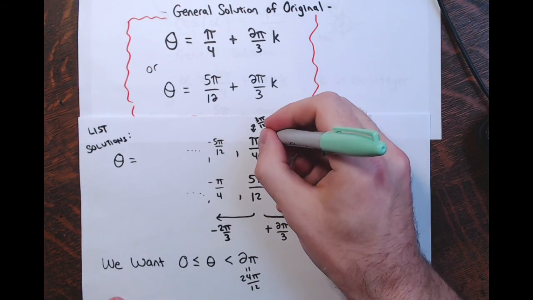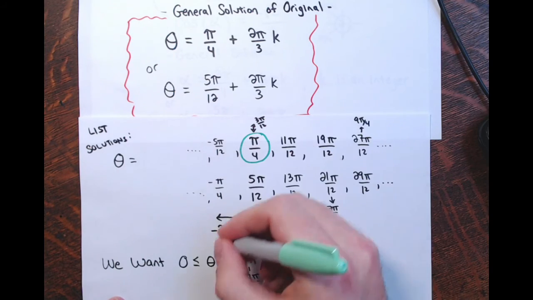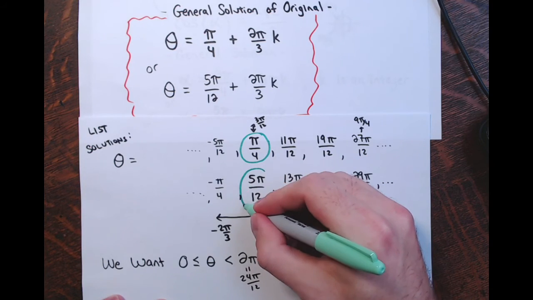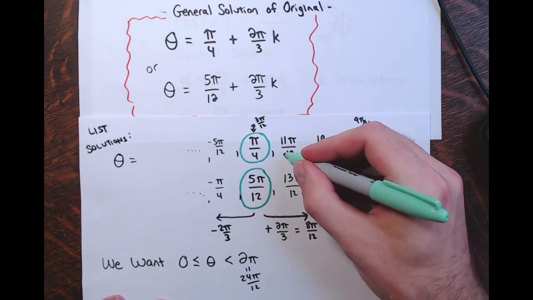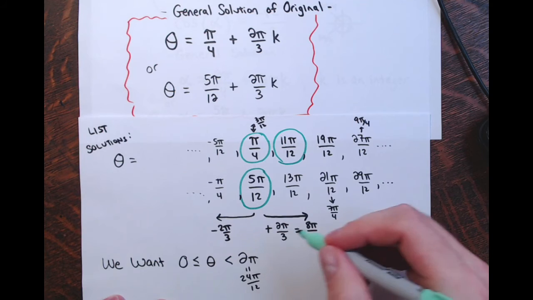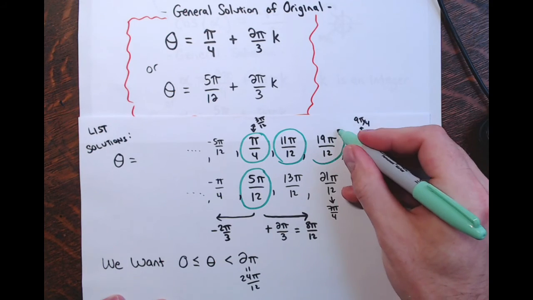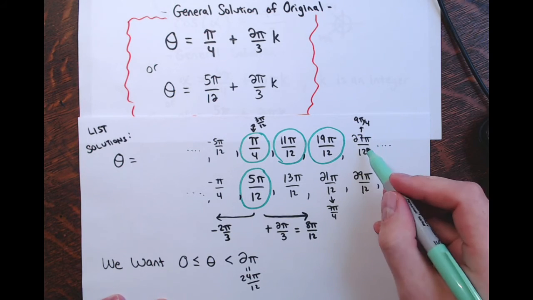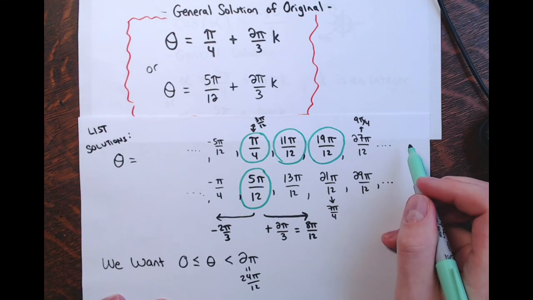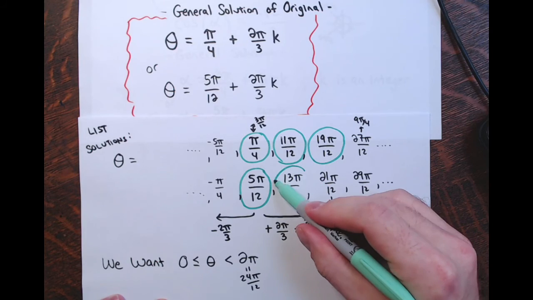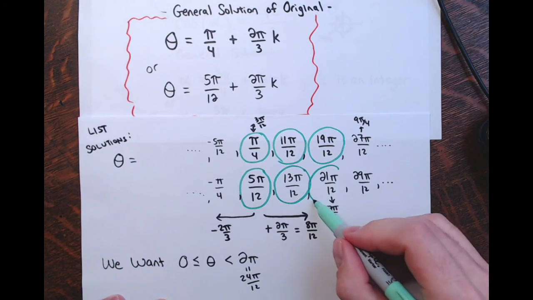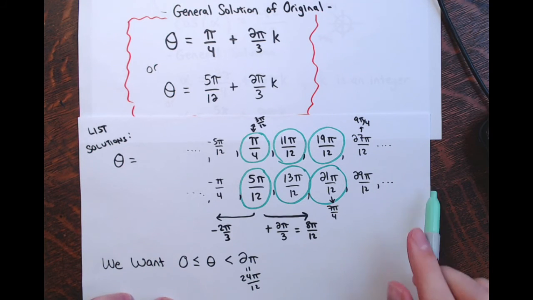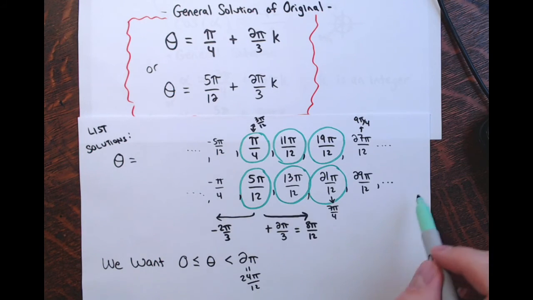Let's see, pi over 4 works and is also in this range. Another solution I'm seeing in this range is the 5 pi over 12. 11 pi over 12 is in here. 19 pi over 12 isn't bigger than 2 pi. That's in here. Now 9 pi over 4 is too big, right? The rest of these are too big. 13 pi over 12 is okay. 21 pi over 12 is okay. But then 29 pi over 12 is too big, and they're too big the rest of the way out when I keep adding 2 pi over 3.